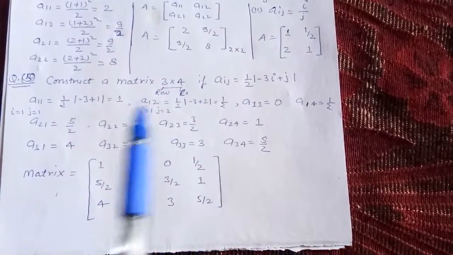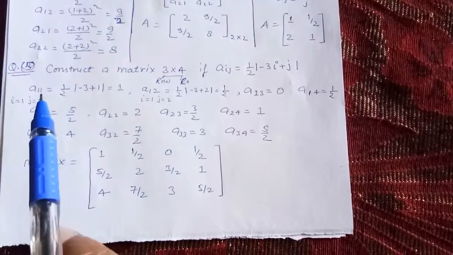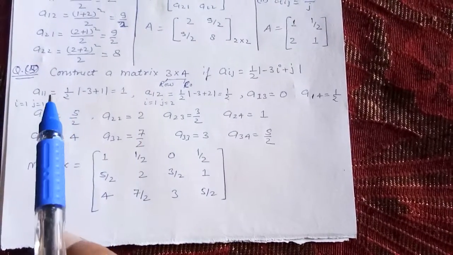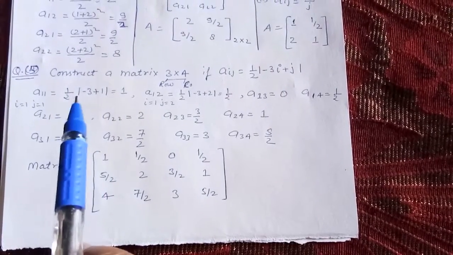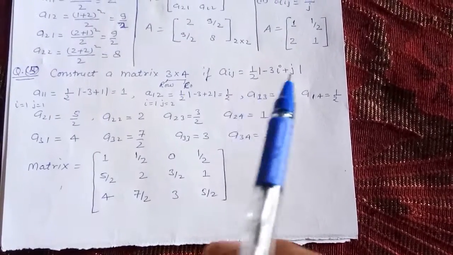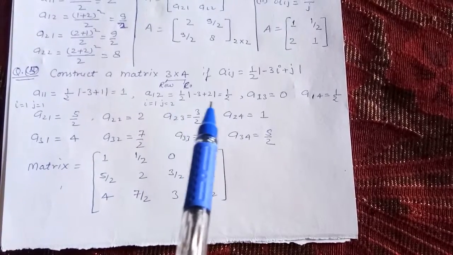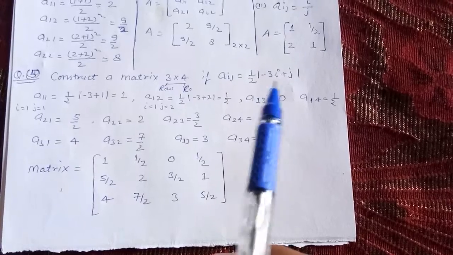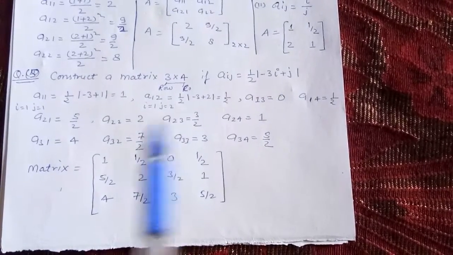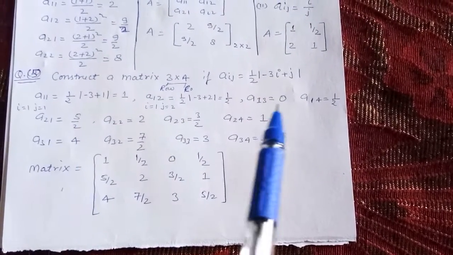So construct a matrix of 3 by 4. So first element will be a11. Put the value of i and j here. i is 1, j is 1, that will be 1. a12, i is 1, j is 2, that will be 1 by 2. a13, that will be 0. a14, 1 and 4, that will be 1 by 2. Now 2 1. See, we will not find a15.